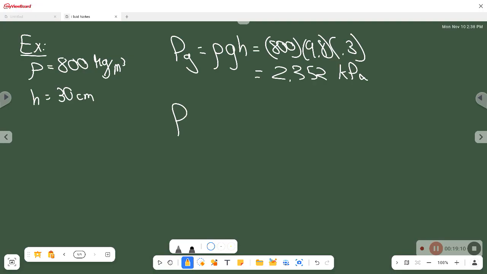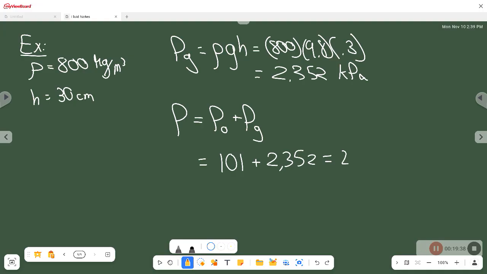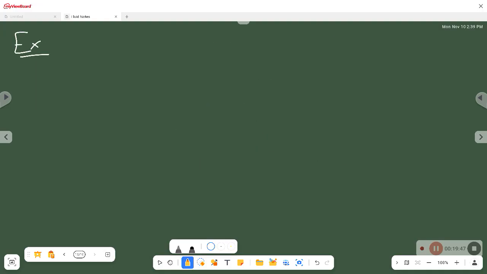Absolute pressure is your atmospheric pressure plus your gauge pressure. We're going to assume this is at sea level. So we're going to say that our atmospheric pressure is 101 plus our gauge pressure, which is 2,352. That adds up to a total of 2,453 kilopascal.